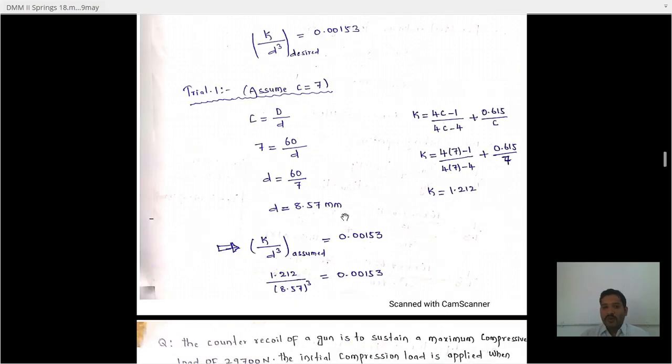So this K by d cube we need to check. We know the value of K is 1.212, keep it as it is, and d is 8.57 whole cube, equal to 0.0153. I hope no one has a doubt, because in this case we need to find the value of d, and we have already found it with the help of the trial method. I hope no one has a doubt regarding the session.